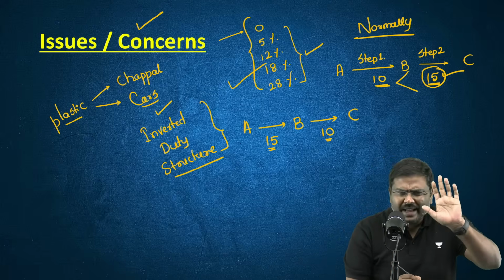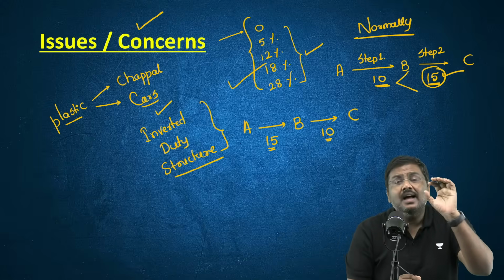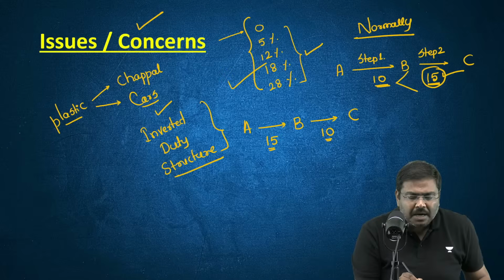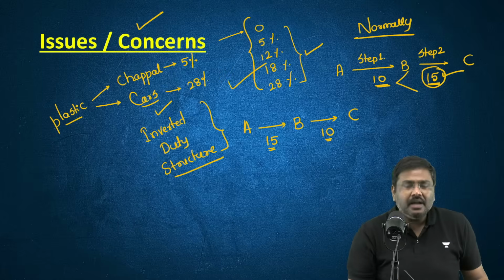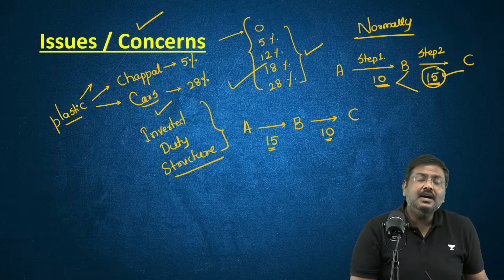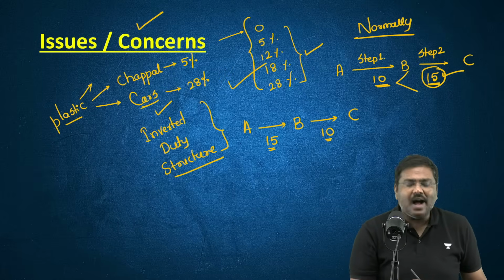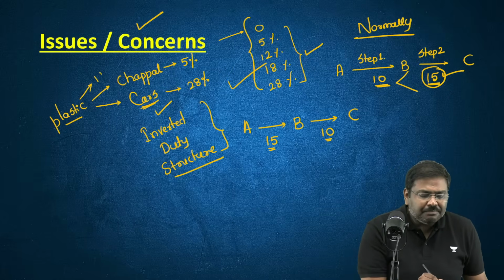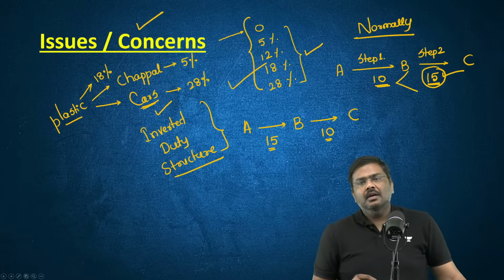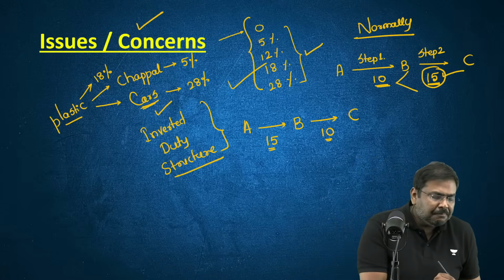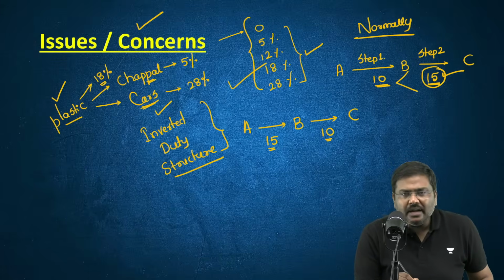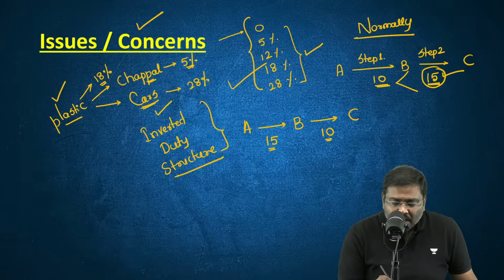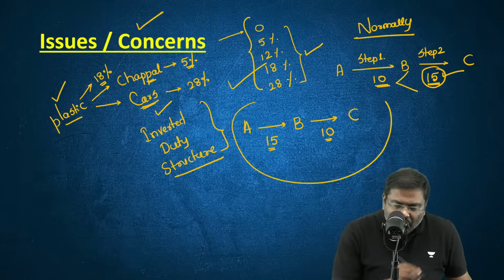Hypothetically, don't worry about exact GST numbers. Let's say hypothetically, chappal will attract 5% GST, car would attract 28% GST, and plastic, let's say the government will decide, because it is used in cars, should attract 18% GST. Now, please look at the plastic attracting 18% and chappal attracting 5%. Please tell me, is this kind of outcome possible or not?